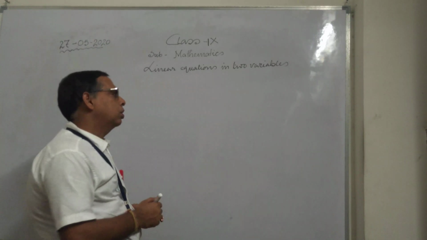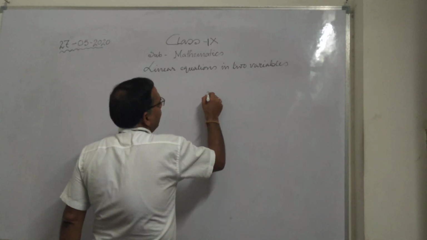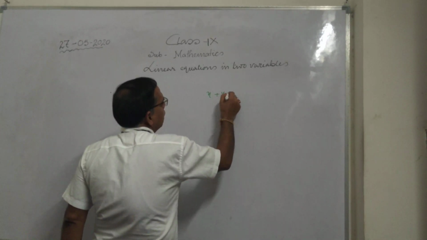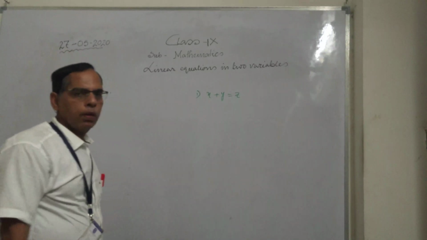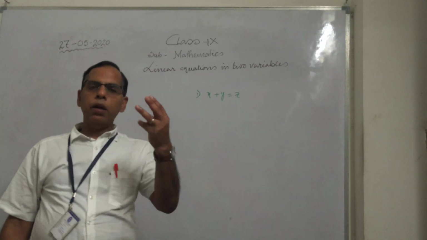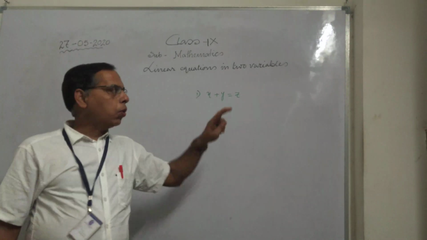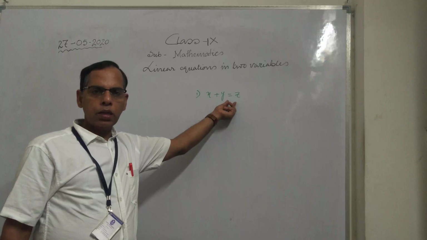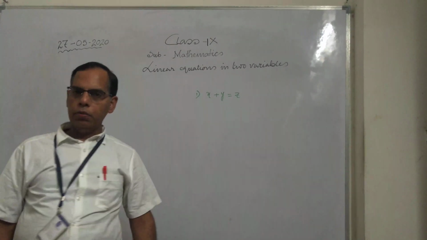First we got the equation, suppose x plus y equal to 7. This is the first equation. Then there are three things. Linear means degree 1, equation means equality of two algebraic expressions, and x and y are the variables.